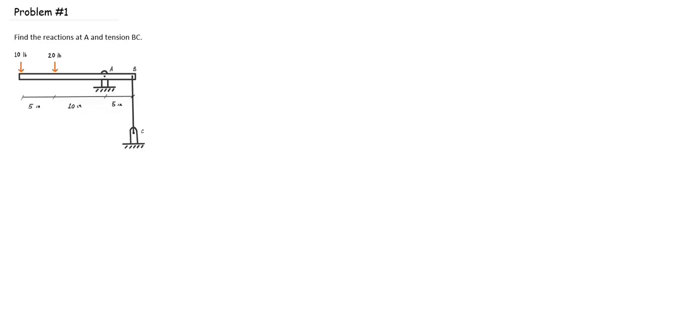So for the first problem, we have a beam with 2 loads. We need to find the reaction at point A, as well as the tension in cable BC. So in order to solve this problem, first I need to draw the free body diagram of the beam. One thing I forgot to mention is that the support at A is a frictionless pin. So that would mean that we would have an X and Y reaction.